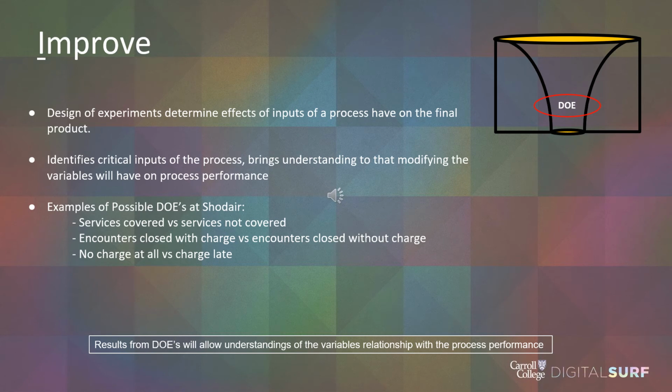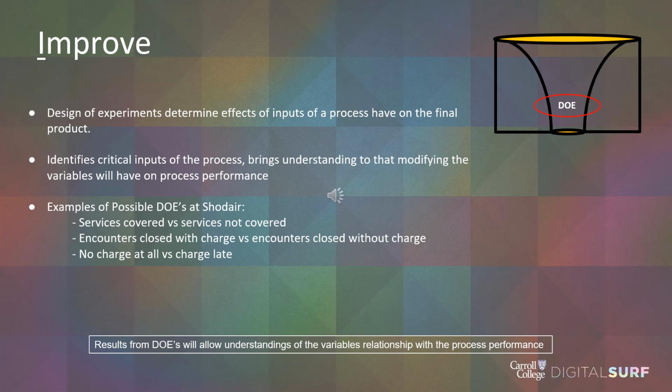For the improve section, our team looked into the design of experiments to attempt to improve the processes at Shodair. Design of experiments determines the effects inputs of a process have on the final product. These tests identify critical inputs of the process and bring out understandings to modify the variables on the process performance.